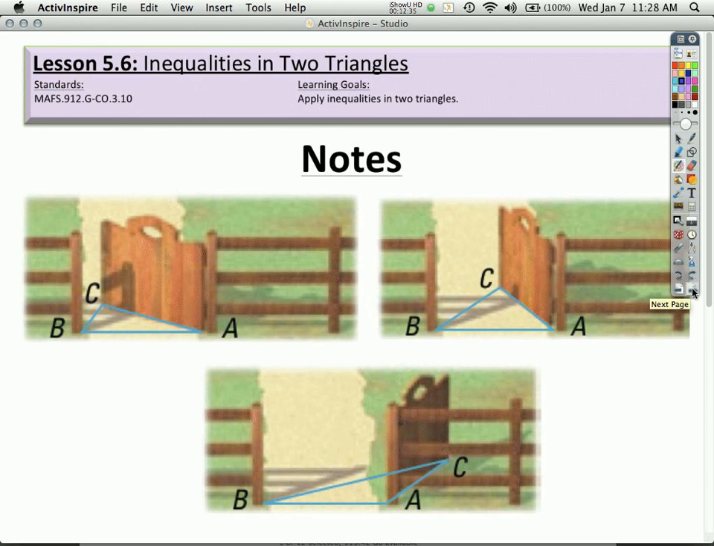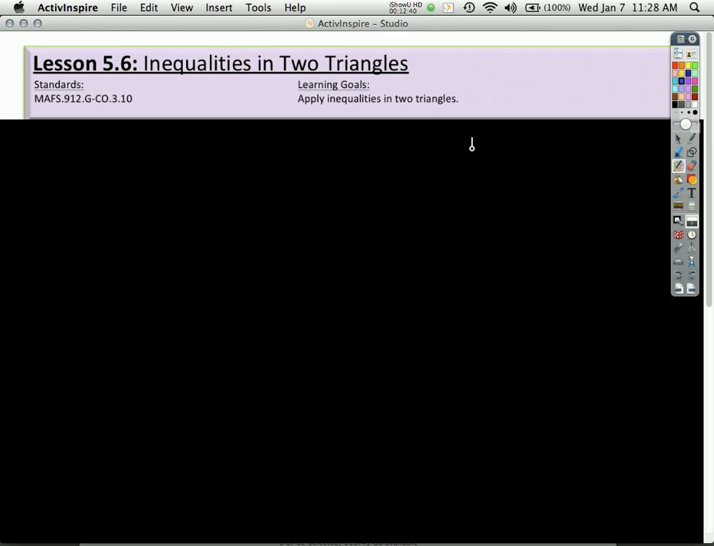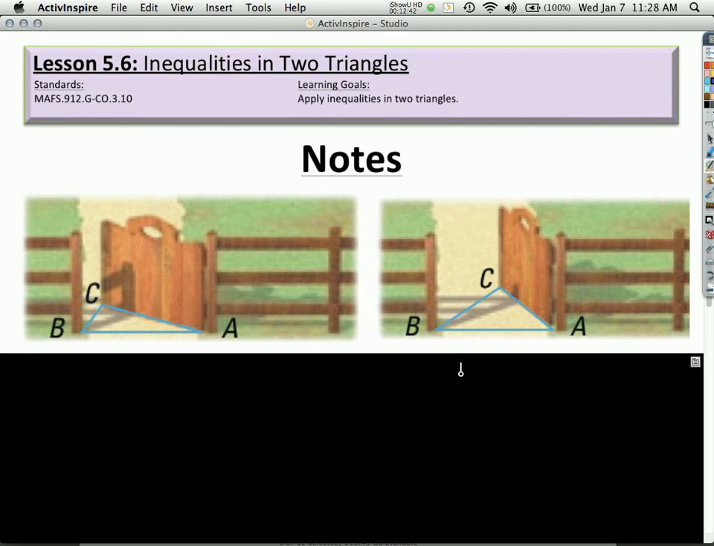I do not want you to write anything. I don't want you to copy anything. This part of the lesson is an observation and an exploration. So I have 3 pictures up here. I've masked one of them. And it's a picture of a classic wooden fence with a wooden gate. But what I want you to notice is what happens when the gate opens more or less.